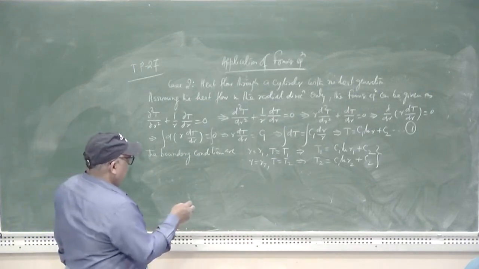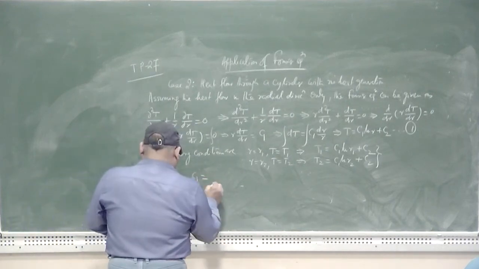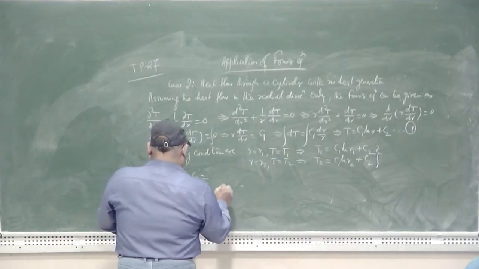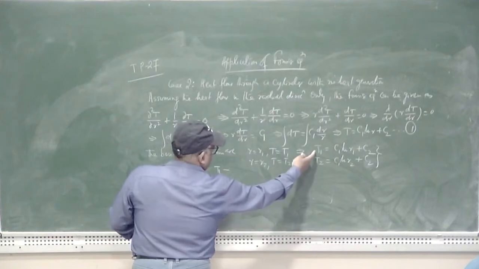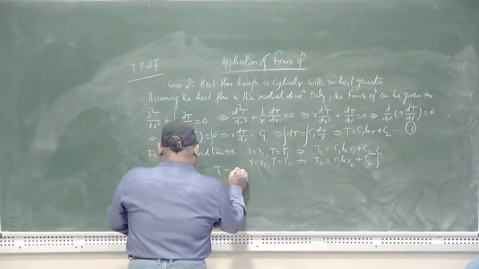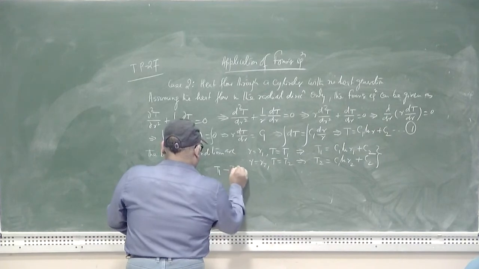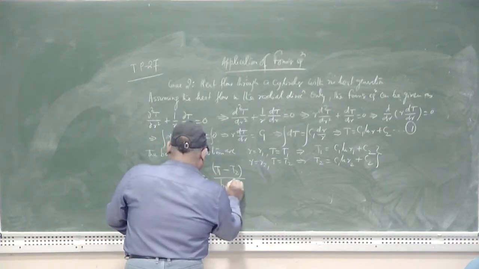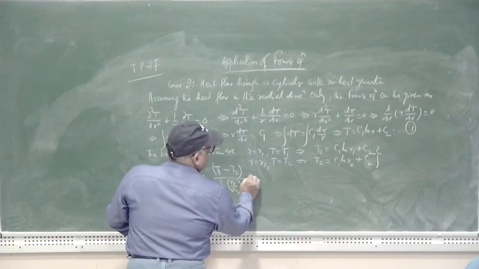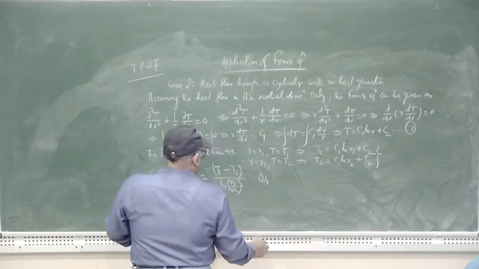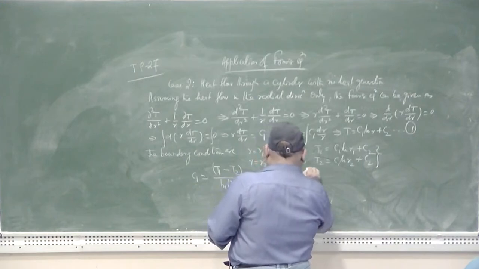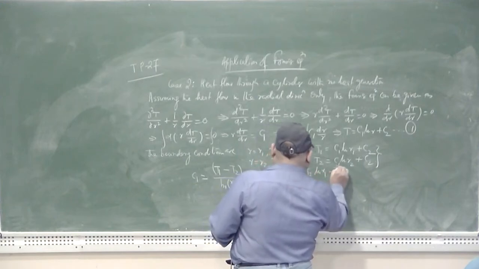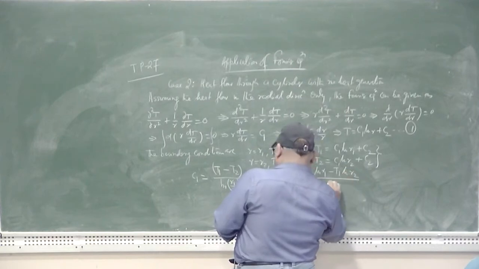You will arrive at the value of C1, which is T1 minus T2 divided by ln R1 by R2. Let it be equation number 2. And the value of C2 will arrive as T2 ln R1 minus T1 ln R2 divided by ln R1 upon R2.